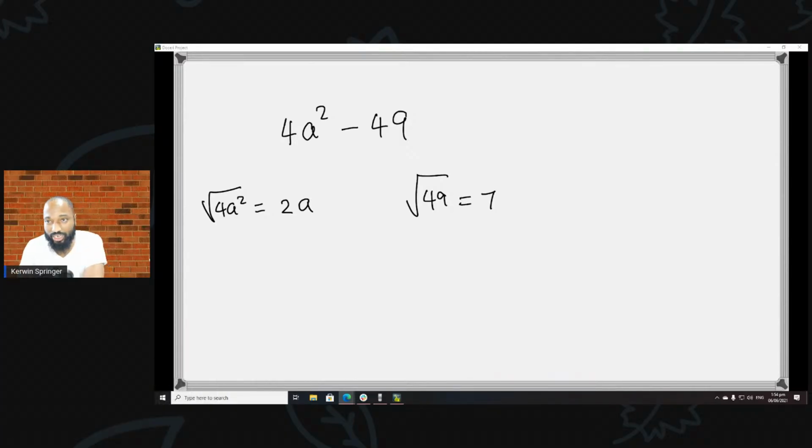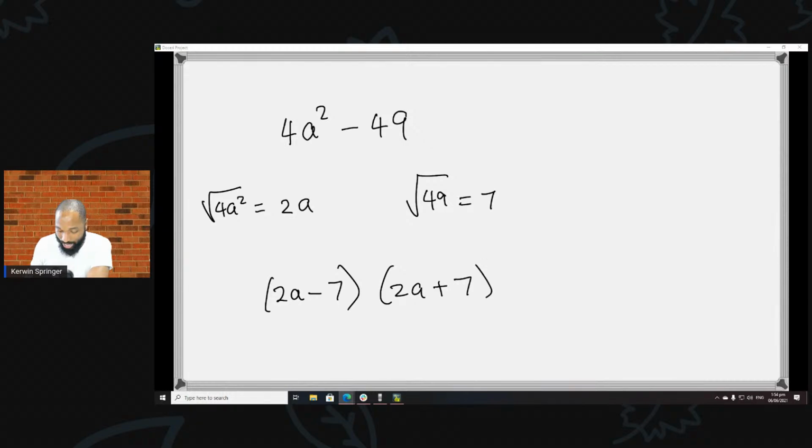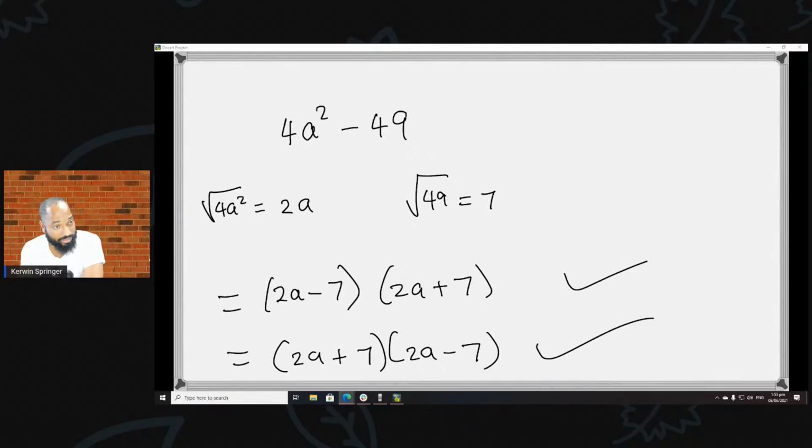So the square root of 4a squared is equal to 2a. The square root of 49 is equal to 7. So now we'll have 2a minus 7 and 2a plus 7. But sir, I put the plus first, I do it like this. That's okay. If you want to do it like that, that's you. You get it correct both ways. Everybody good at that? Cool.